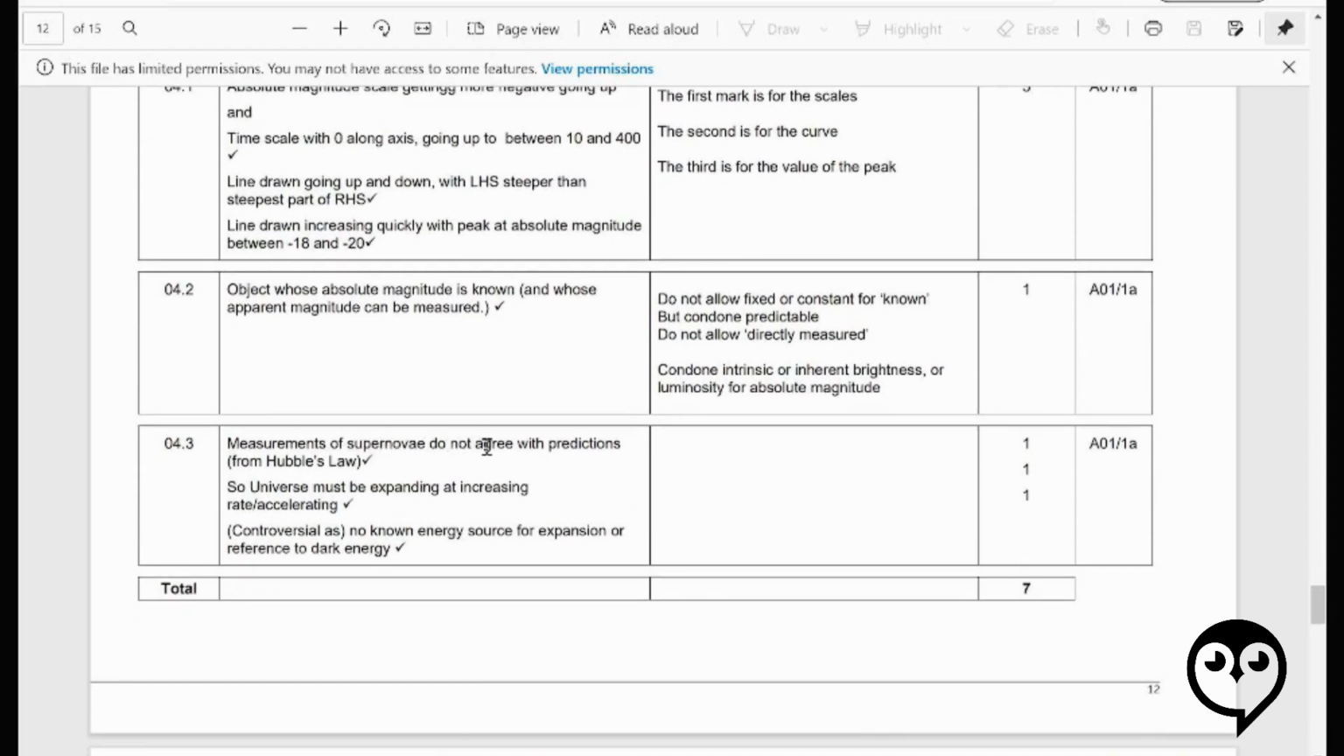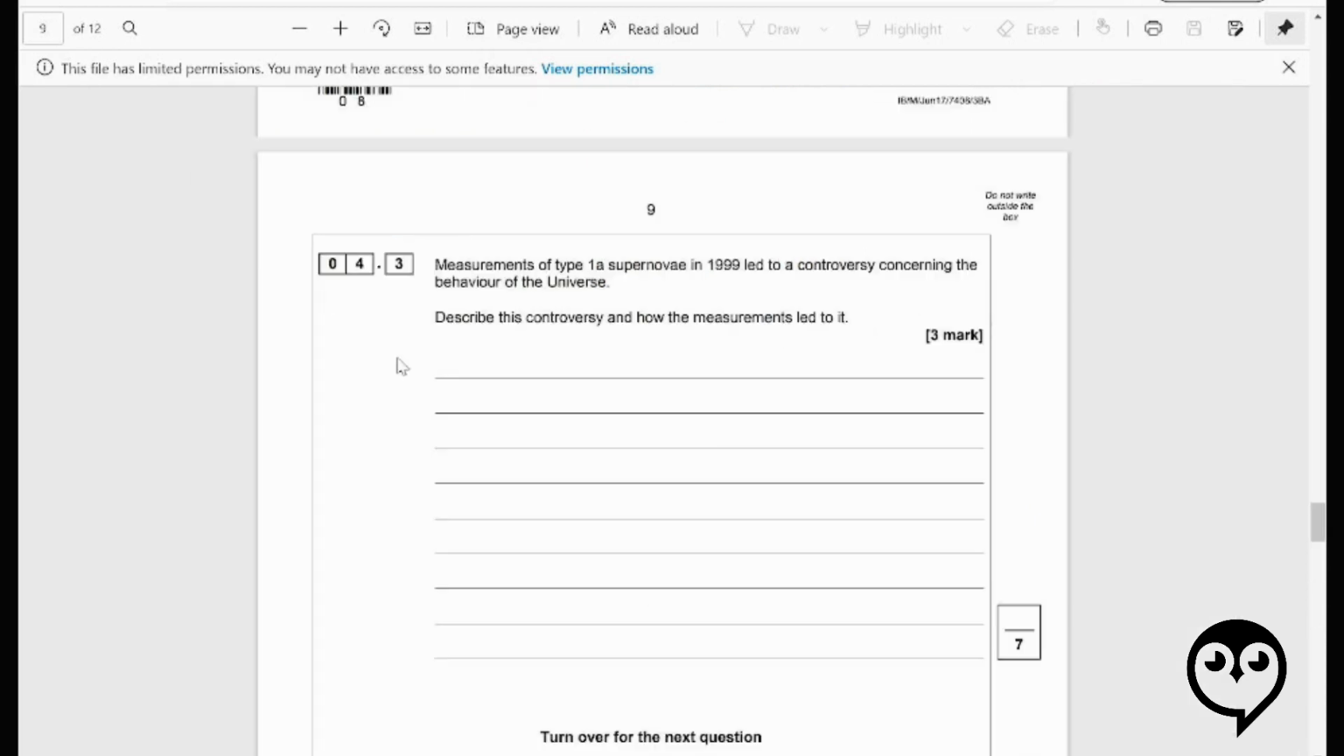Measurement of supernova do not agree with predictions from Hubble's law. So the universe must be expanding at an increasing rate. Hubble's law tells us that the universe is expanding at a constant rate, but it seems that according to this, it was going at an increasing rate. Okay, we don't know why this is. No known energy source for this expansion. We don't know. That's the theory of dark energy, dark matter, which might contribute to that. Okay, so hopefully you can get this one.